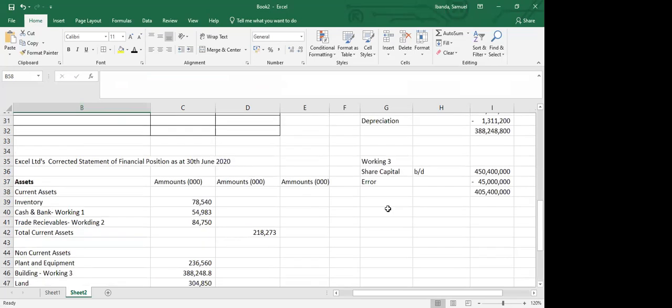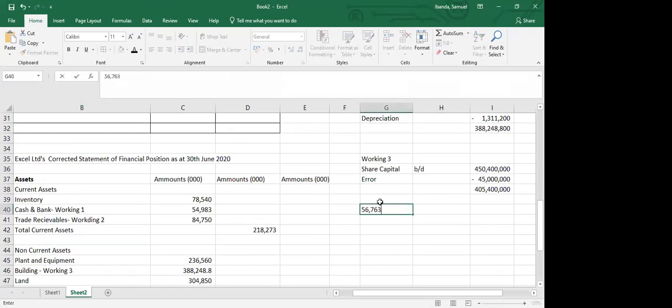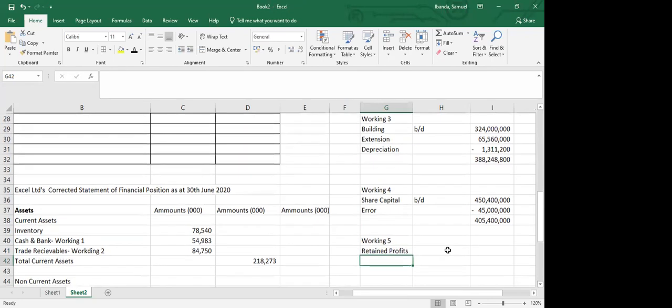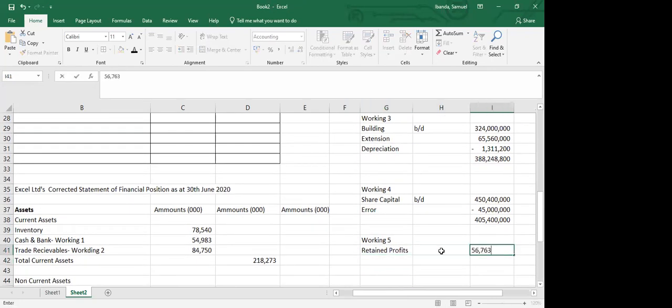Now, retained profits also has to be worked on its own. Sorry, this is working. Is it working 5? If I'm not mistaken, I think this was working 4. So working 5, these are my retained profits. So I have my retained profits as that, as balance brought down.